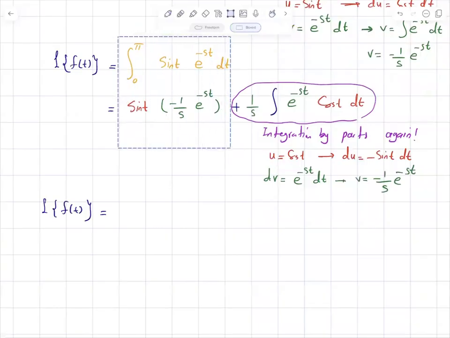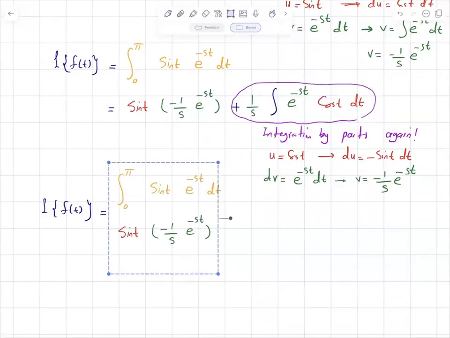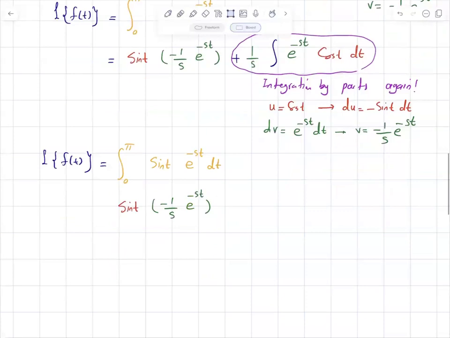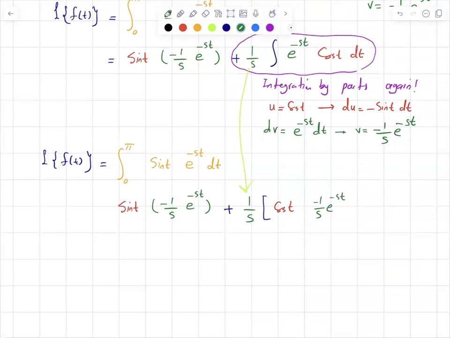So from this portion, let us continue. We have uv minus integral v du, so I'm going to just copy down plus. I have 1 over s, which I'm going to copy down here. And for the rest of the integral, let me use a bracket. Now I have uv, which is cosine t, and v is negative 1 over s e to the power negative st, minus the integral of v du. My v is negative 1 over s e to the power negative st. My du is negative sine t, so I'm going to change this to plus, and here I have sine t dt. Now let me close up the bracket so we have everything organized.